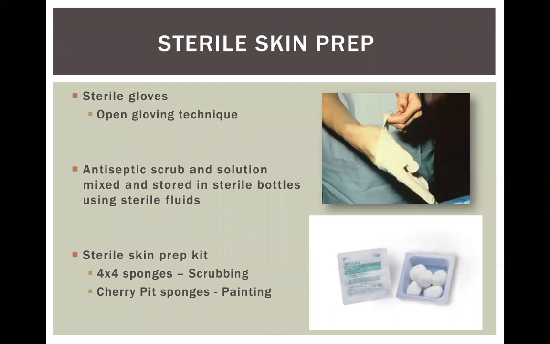We can place the antiseptic scrub on the 4x4s, and then we can place the same antiseptic without soap, what we call a solution, on the cherry pits, so that we can actually scrub the site, make sure there's no more debris, we dry it, and then we can paint it with the cherry pits. It's a fairly inexpensive way to do your sterile prep.